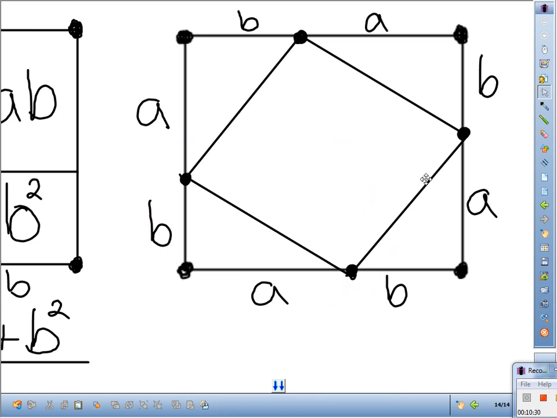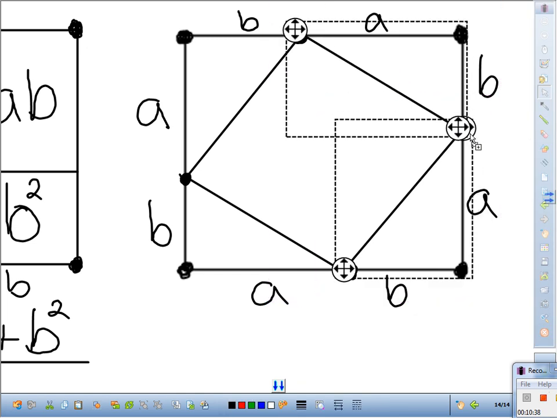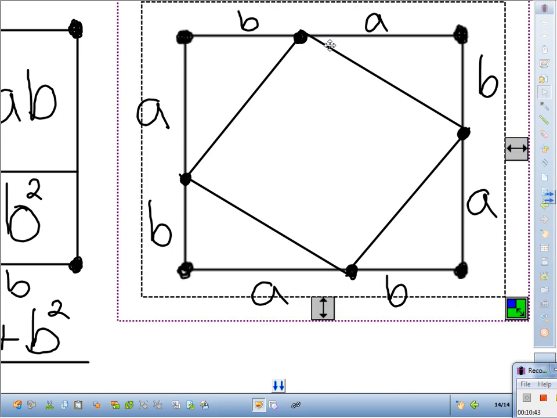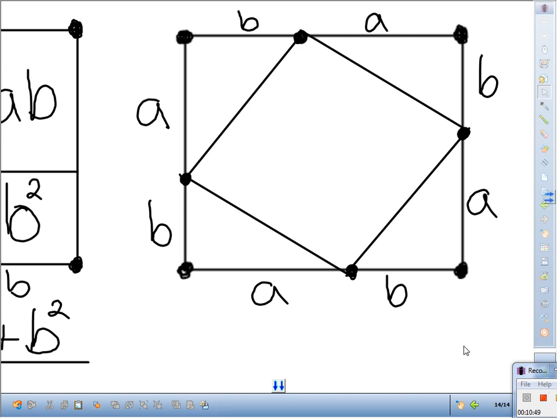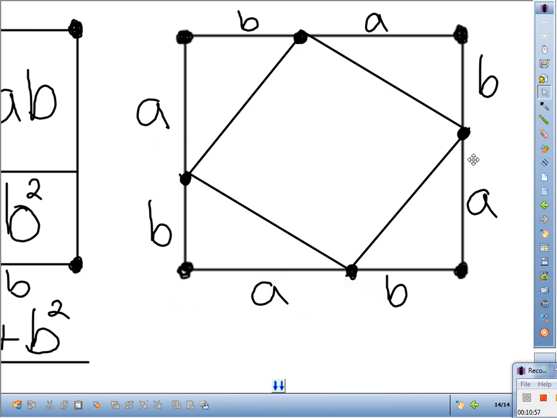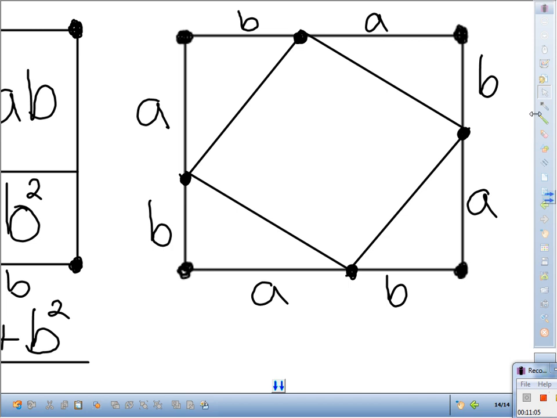What? Oh my goodness. All right. It's a little crooked on mine. I don't know why. Anyways.